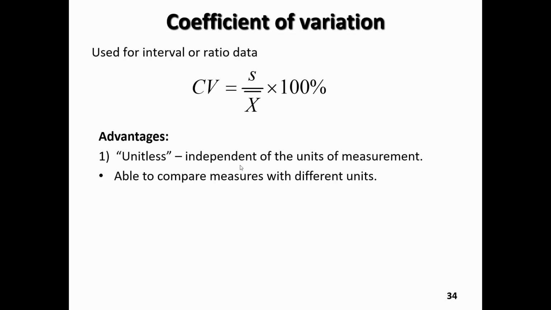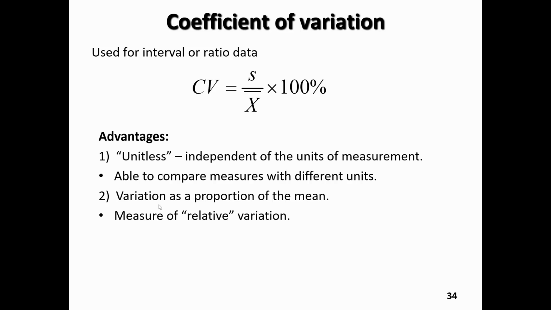So we can compare variability between age, and we can compare variability between caloric intake, which is measured in calories. We can't compare them directly because age and caloric intake are measured differently. It's comparing apples and oranges. But if we calculate the coefficient of variation, we can now compare the variability values. And that's done because the variation is expressed as a proportion of the average value. So it gives us a measure of the relative variation, and that allows us to compare different measures.